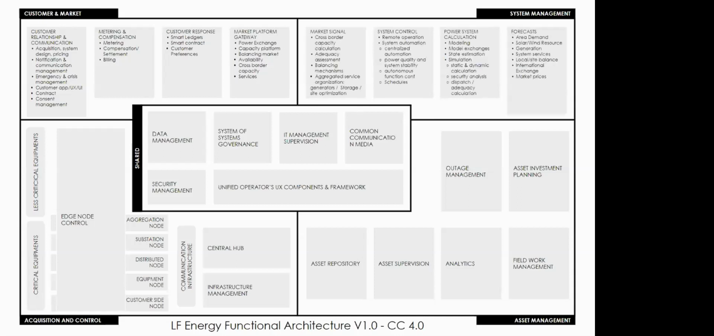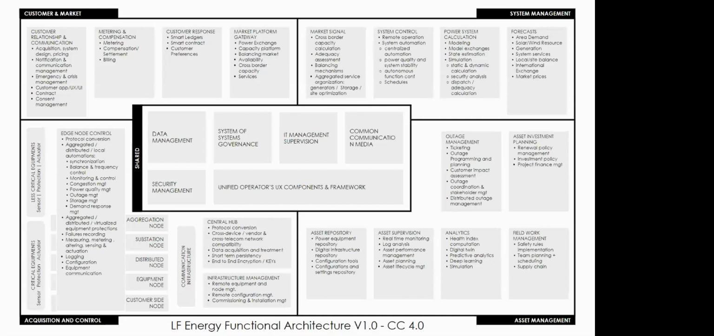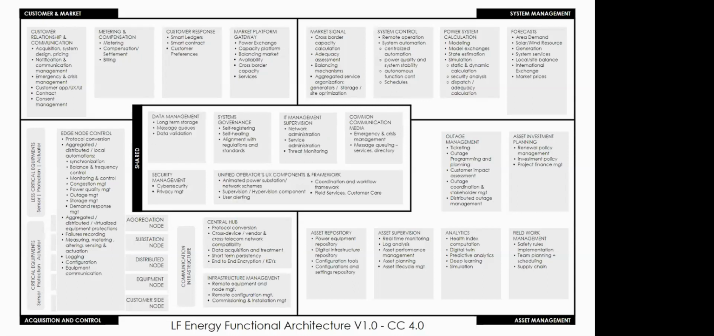For example, in customer market, the subcategory metering and compensation contains functions such as metering, compensation, and billing. In system management, you have system control with functions such as remote operation, system automation, and in asset management, you have outage management with functional capabilities such as ticketing, outage programming and planning, customer impact analysis, assessment, and outage coordination. In acquisition and control, you have infrastructure management with capabilities such as remote equipment management, remote configuration management, and installation management. And in shared, you have, for example, security management with functional capabilities such as cybersecurity and privacy management.